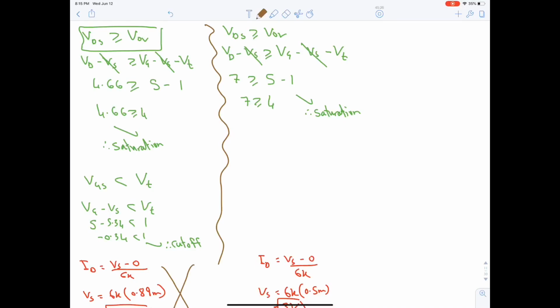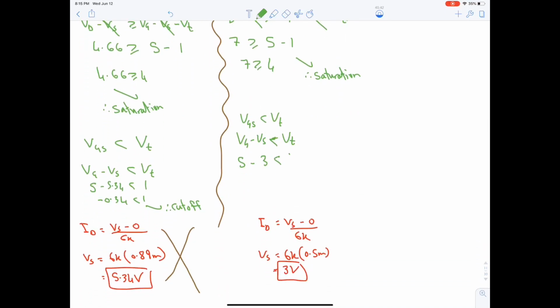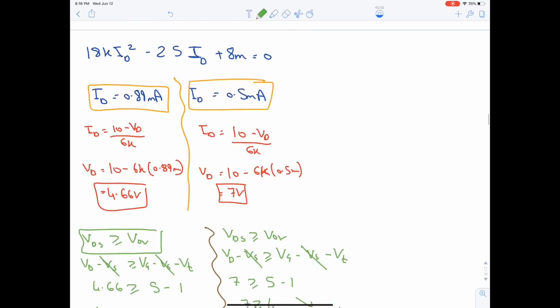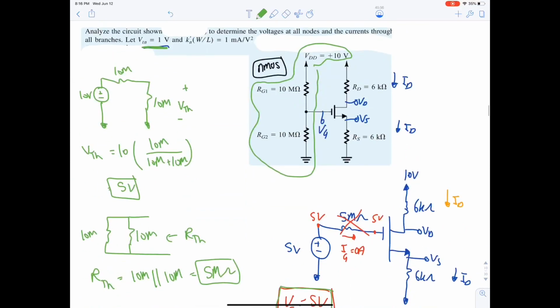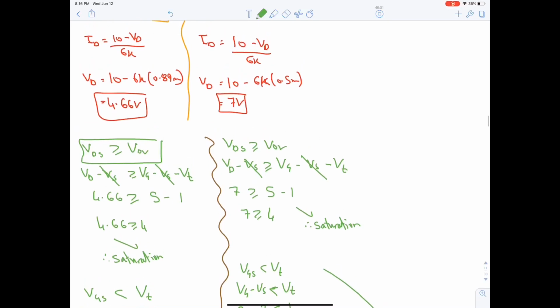Okay, let's do the same check again. VGS less than VT, VG minus VS less than VT, is 5 minus VS. What's VS? 3 less than 1. Is 2 less than 1? No, 2 is not less than 1, therefore it's not cut off. If it's not cut off, therefore it's our number. Hence, the question asked us to find all the unknowns, which are VD, VG, VS, ID.